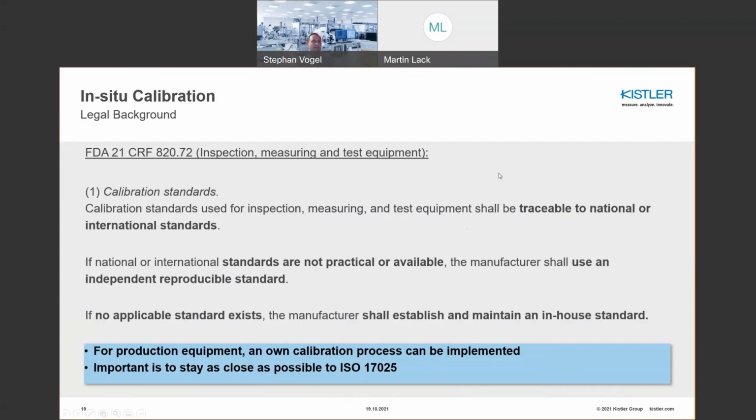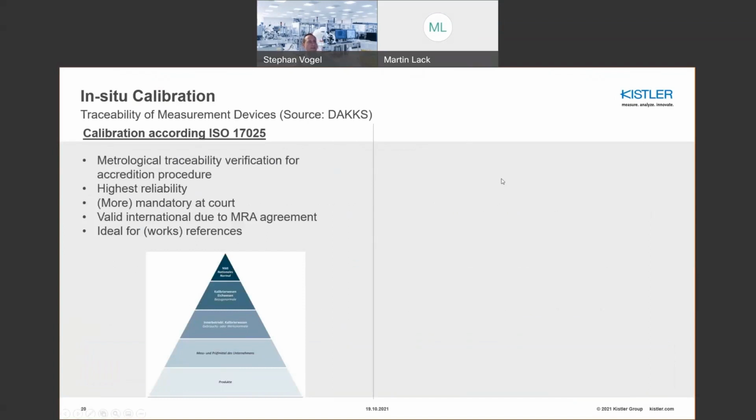So what is the background of this? When you calibrate according to ISO 17025, this is, of course, the safest and most reliable calibration. It's typically the verification with the highest reliability. If there is a lawsuit, of course, if it's traceably calibrated, then it gives more weight to it. And it is valid internationally, since there is an international agreement, the so-called MRA, that says every traceable certificate, every certified laboratory is working to the same standards.